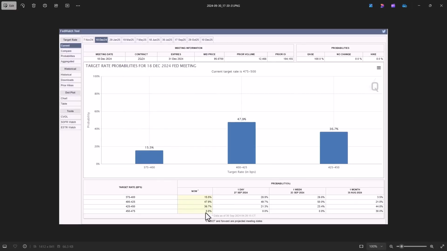Zero on 450 to 475. There's no chance they're not cutting in December and no chance they're not cutting in November, okay? 425, 36% chance of 425. It went up, okay? 400 to 425 stayed the same. But 375 to 400 went from about 30% to 15.